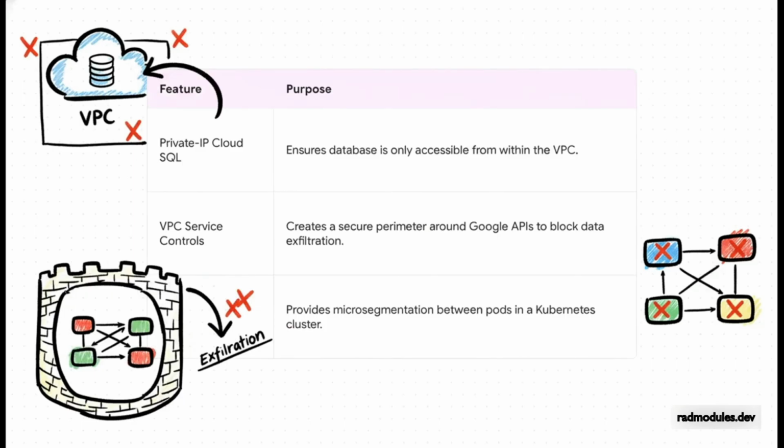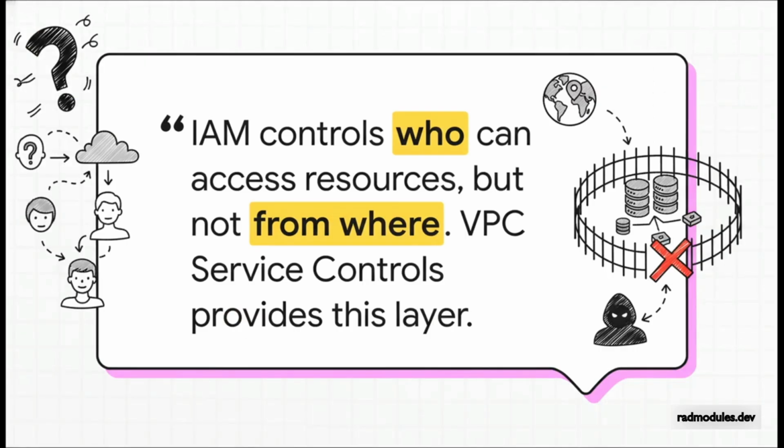So how do we do this in practice? Well, this slide shows 3 of the most important tools in your toolkit. You use a private IP for your Cloud SQL databases so they're never, ever exposed to the public internet. You use VPC Service Controls to build a virtual perimeter around your Google APIs. And if you're using containers, you use GKE network policies to control traffic between individual pods. It's all about layers.